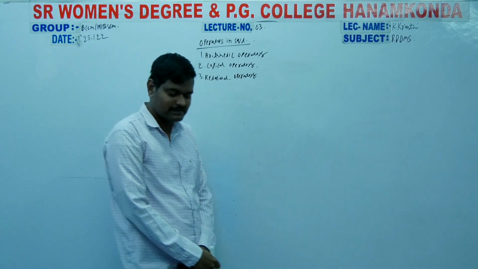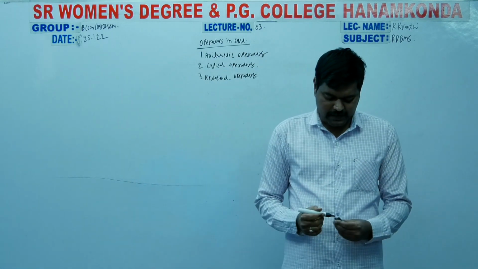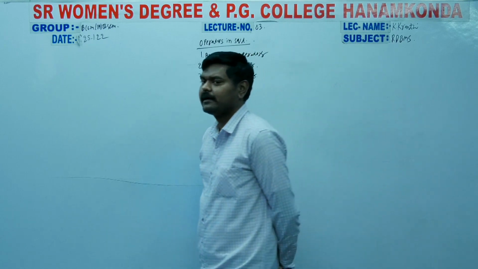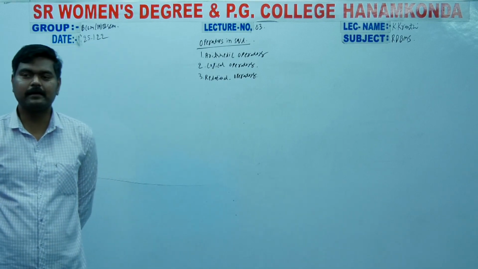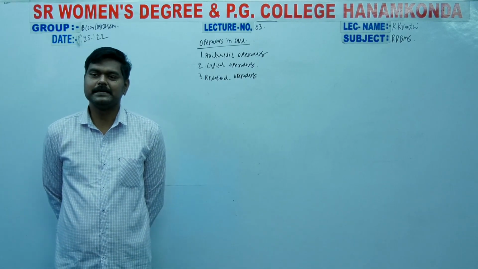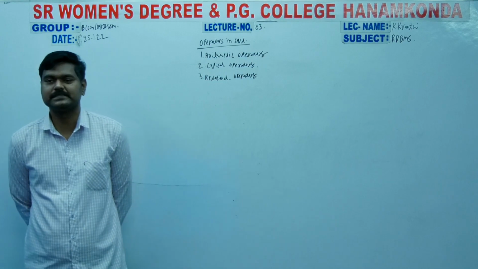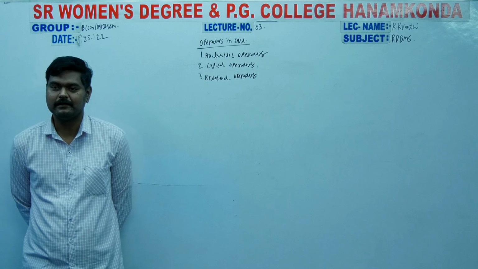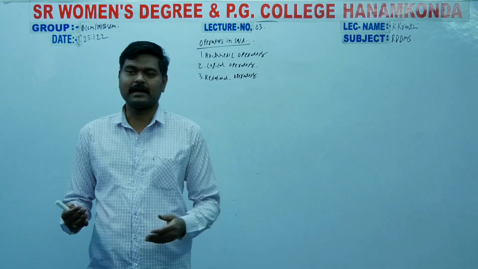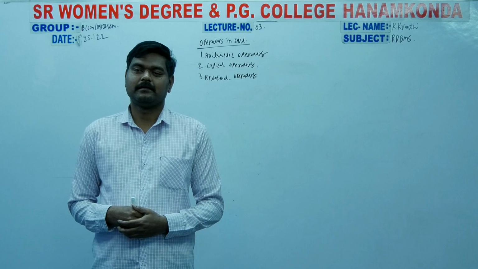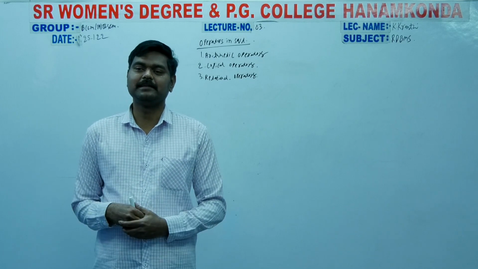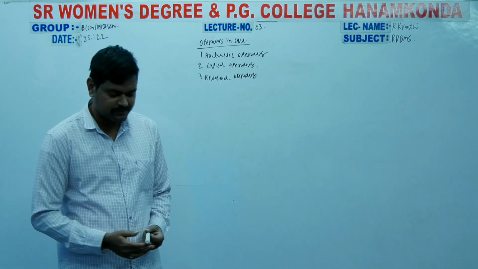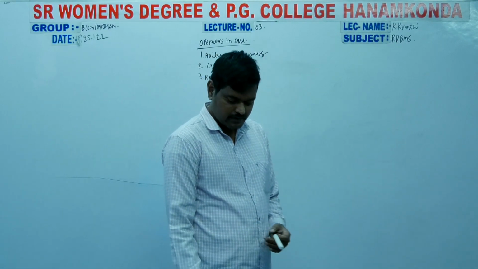First, what are arithmetic operators? Arithmetic operators are used in basic mathematical operations. The basic mathematical operations are addition, subtraction, multiplication and division. Addition you already know, we add two digits. Subtraction, we deduct the values. Next, multiplication and division. These four operations we call arithmetic operators.